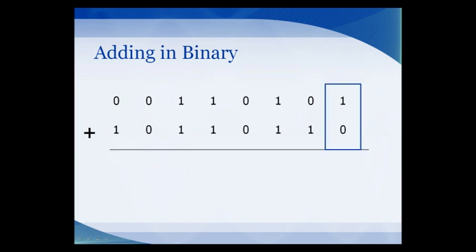Okay, we're going to start adding the numbers on the right-hand side, just like you were taught in the 2nd grade for regular numbers. So here we got 1 plus 0 is 1. And 0 plus 1 is 1. So far, so easy. Okay, now it gets a little trickier.